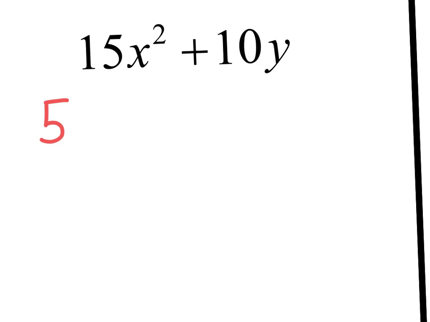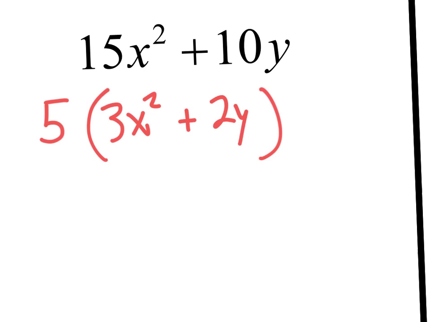Could you pull out some X's? No. Why not? Because there's X's here, but is there X's over here? No, there's Y's. Well, could you pull out Y's from both terms? No, you can't. So the only thing that's in common is a 5. If you did pull out a 5, what would be left in there? 5 times what will take you back to the 15x squared? 3x squared. And then over here, 5 times what will take you back to the plus 10y? Plus 2y. And ladies and gentlemen, that's factored.